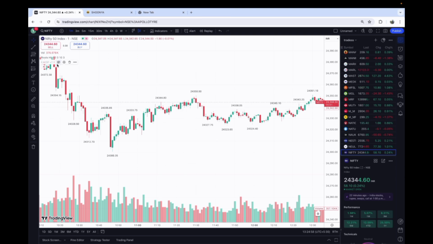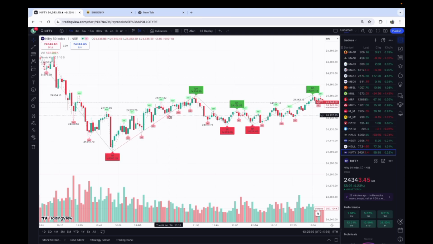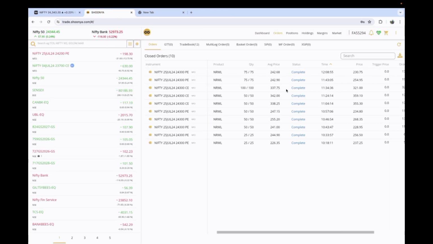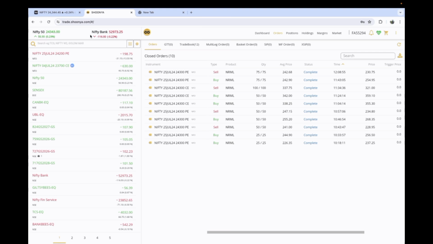My stop loss for this trade was around this particular point, and then later trailed to this point, and later trailed to this point, and the stop loss was hit at this candle at 11:34, and that is where I would have exited, 11:34. And after that I got another entry.